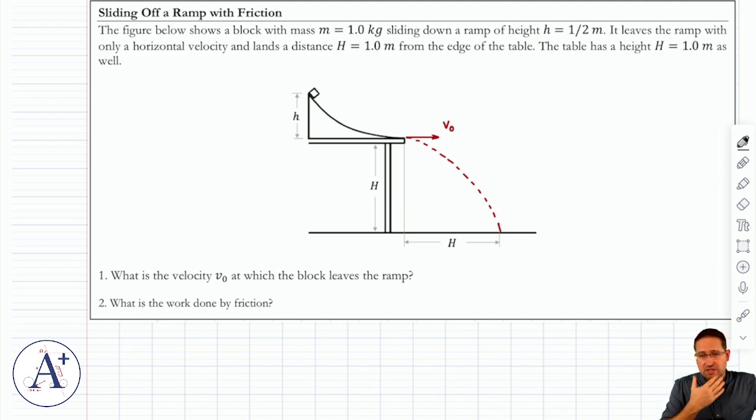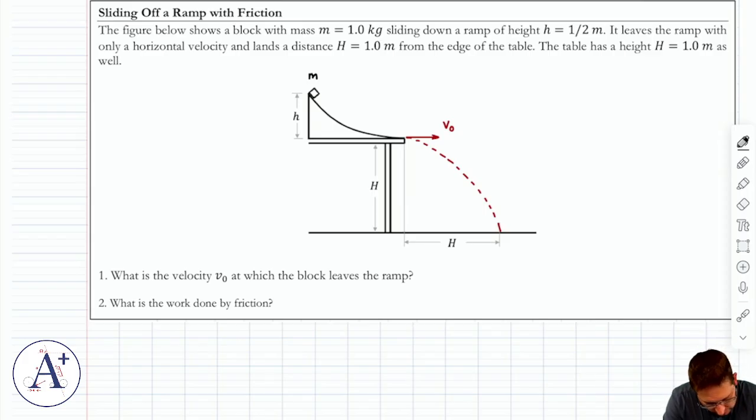But also it's a problem where the way you apply the work-kinetic energy theorem is actually to solve for an amount of work in and of itself, right? The work done by friction. Because you cannot compute the work done by friction from here to here because of the sloped ramp. So we launch this block, it has a mass little m, from a height little h. It leaves the ramp with only a horizontal velocity, which I drew here, and it lands a distance h from the edge of the table, given that the table also has a height of h.